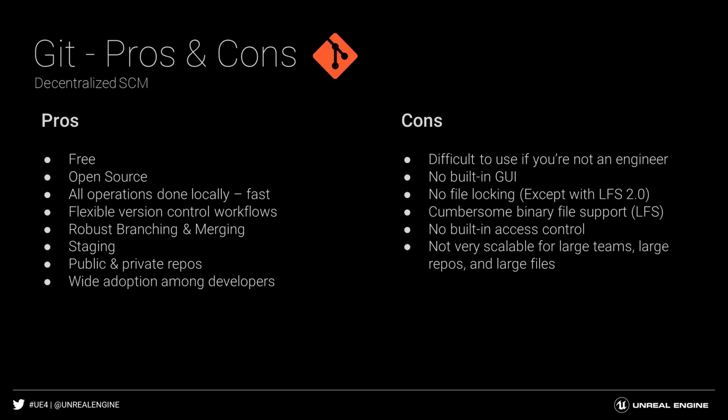However, using Git provides very flexible workflows. You can work in a lot of different ways to manage your version control pipeline. And it includes a very robust branching and merging system, as well as being able to stage files that you've added or changed before committing them to the branch.